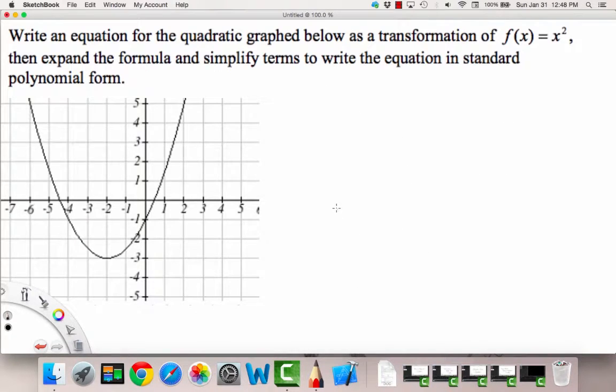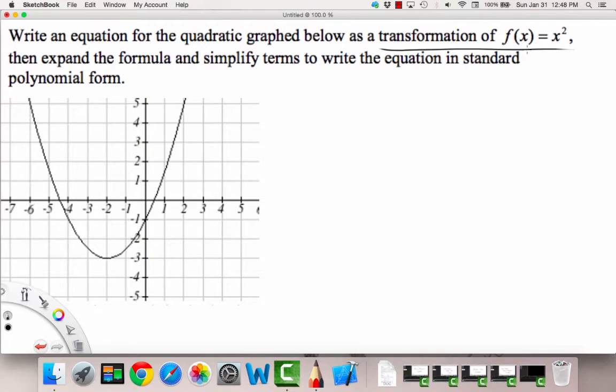For this problem, we're going to walk through a whole process of what you can do with a quadratic function, and all the forms it can look like. It says to write an equation for the quadratic graph below as a transformation of our f of x equals x squared graph, and then expand the formula and simplify terms to write an equation in standard polynomial form.